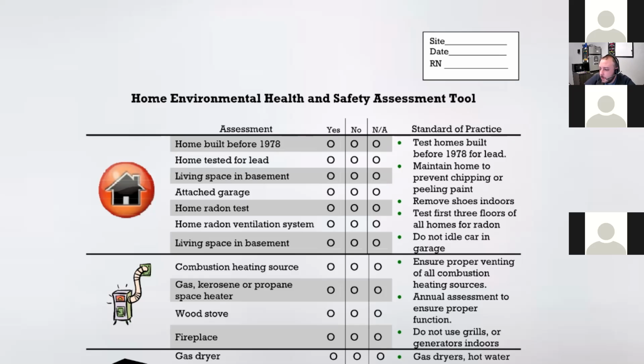All right, so living space in the basement again. I don't know why it's on here twice on this sheet, but obviously there's the high risk of mold, and the high risk of maybe not being able to get out of the house in case of a fire if the windows aren't correct. So definitely some things that you want to put in there.